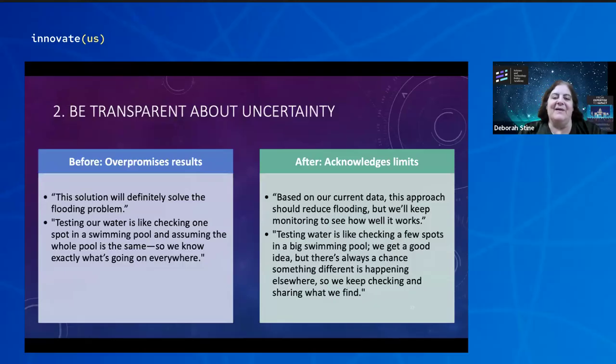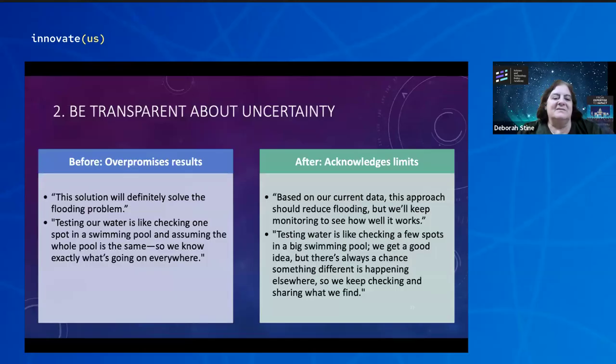I will tell you, for any public policy, there's so much uncertainty just in the world as a whole that something that might be as perfect as you could get today might not be a year from now because, oh my goodness, the presidential administration has changed. So another way to say it is, based on our current data, this approach should reduce flooding, but we'll keep monitoring it to see how well it works.